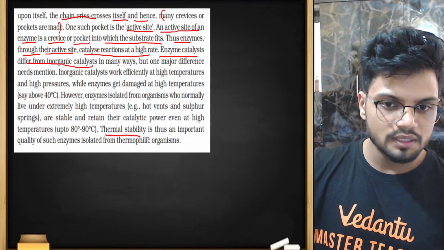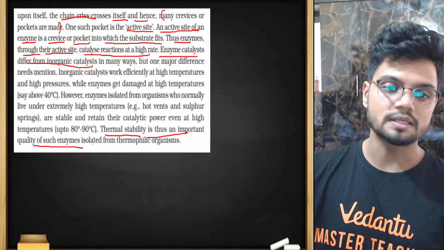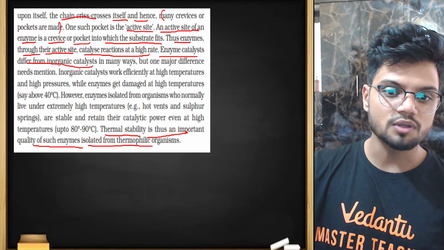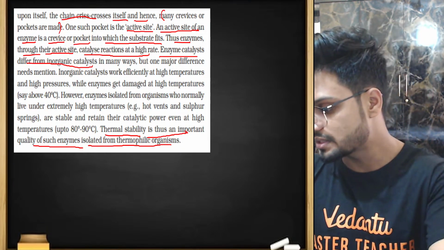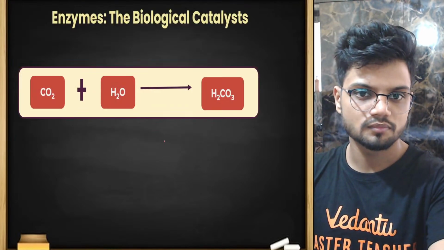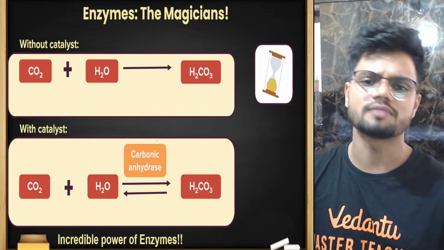Thermostability is thus an important quality of such an enzyme. Which one? Taq polymerase enzyme, isolated from the thermophilic organism Thermus aquaticus. Now students, understand the reaction. The simple reaction is there.